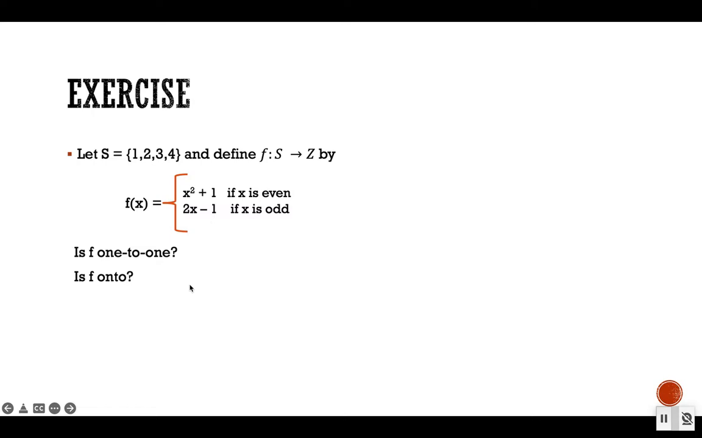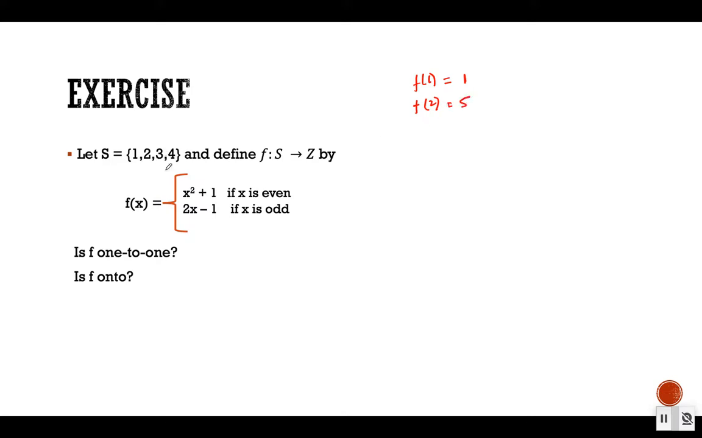So we have here S, and the function is defined from S to Z. We have a finite S with values 1, 2, 3, 4. So let's find out the f of x values. f of 1 is odd, so it will be 2 minus 1. f of 2 is even, so it will be 2 squared plus 1, so 5.